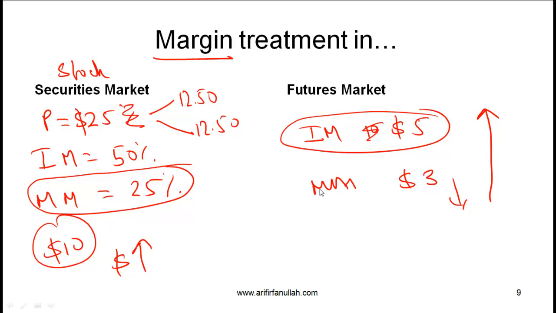We still need the maintenance margin because it is the threshold amount of money. If your balance comes below this, then you go back up. If you are somewhere in between, so if your balance comes to $4, then you don't need to do anything. Your balance can remain at 4. It's only if, let's say, your balance comes below 3 that you need to top up, and you top up back to the initial margin.